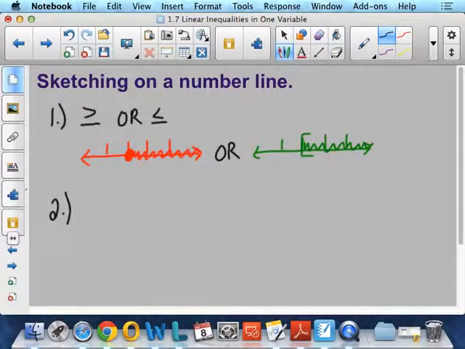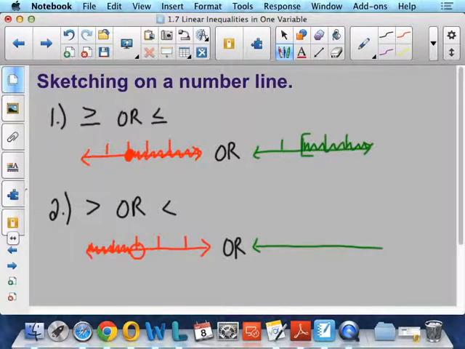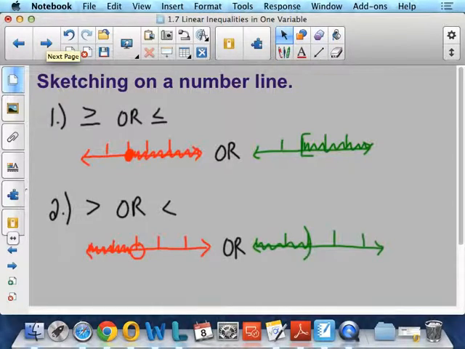Okay, so the second thing, if there is no equal sign, then it's either going to be an open circle or a parenthesis. Okay, so same thing. So I can do an open circle, so that means it does not equal that number. Or I can just do a parenthesis instead of a bracket. So parenthesis and then shade to the correct area. Okay, so make sure if there's an equals in there, closed circle and a bracket.